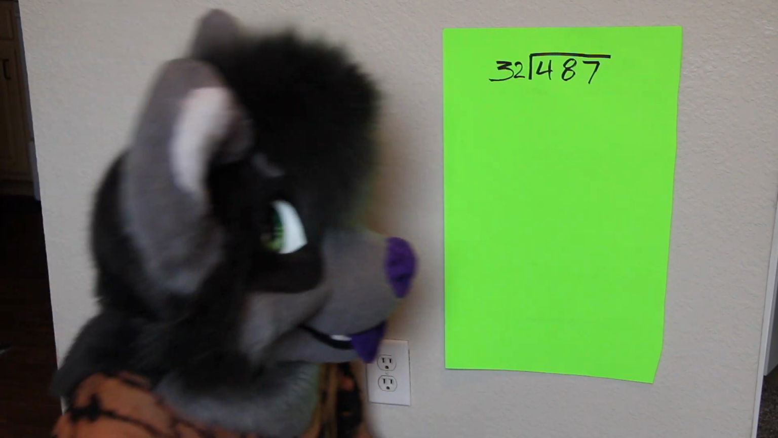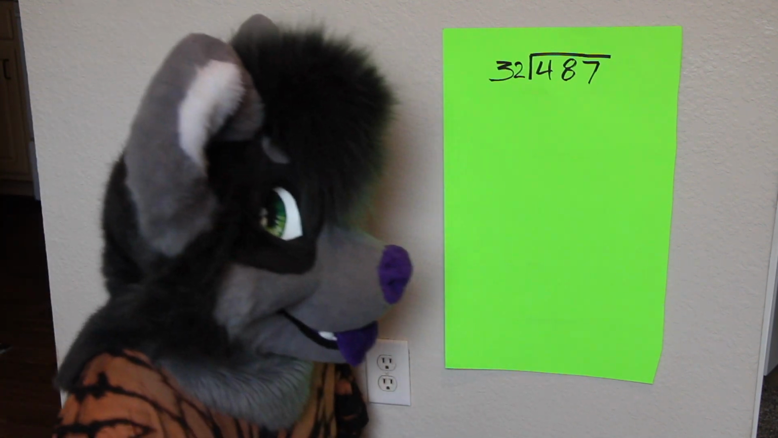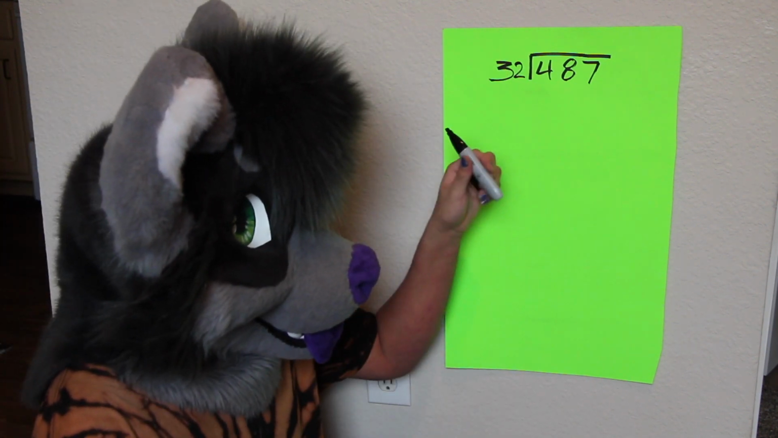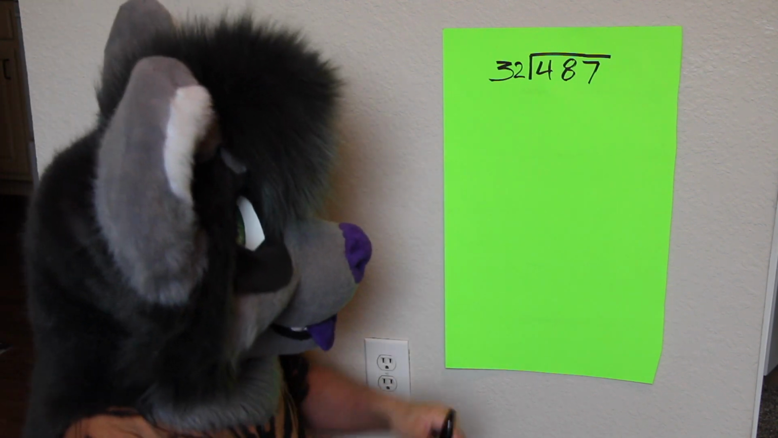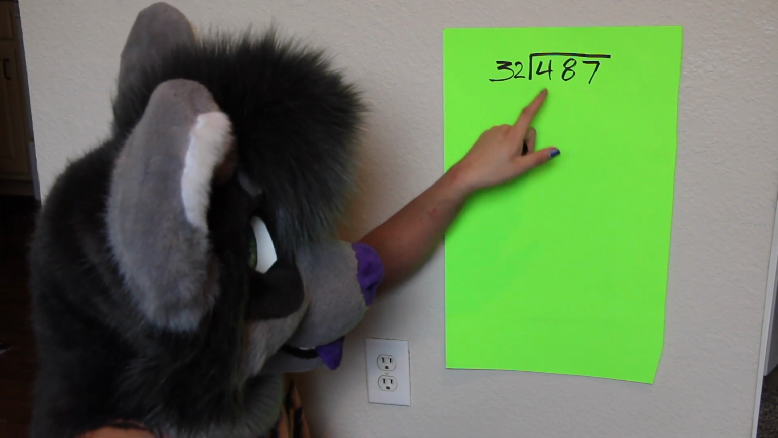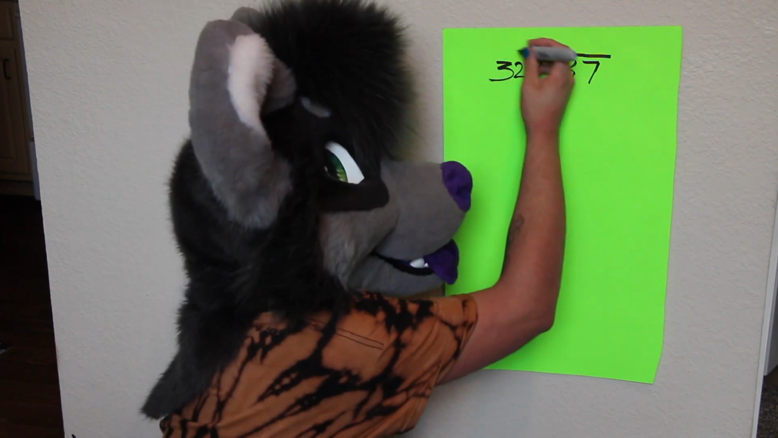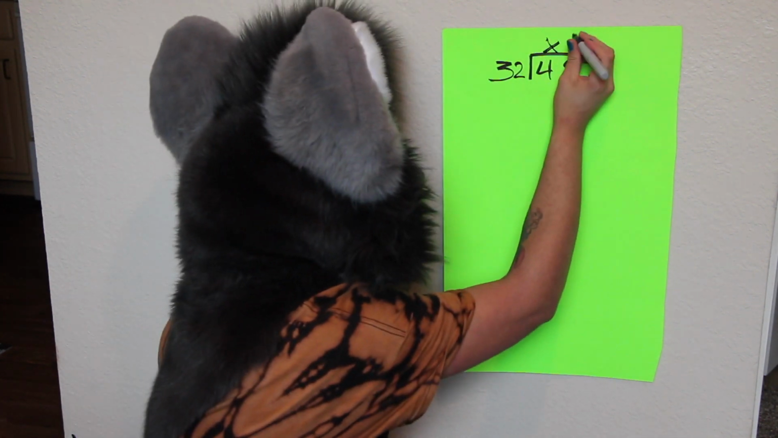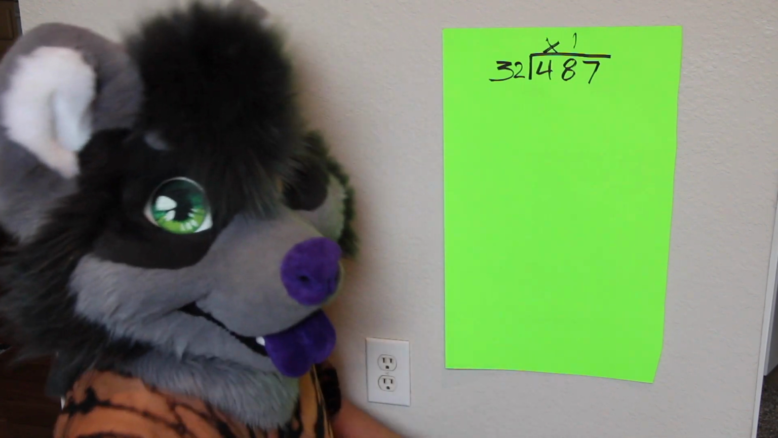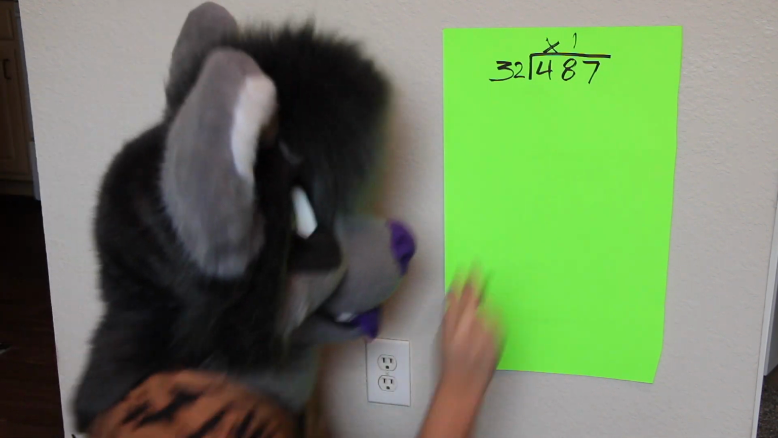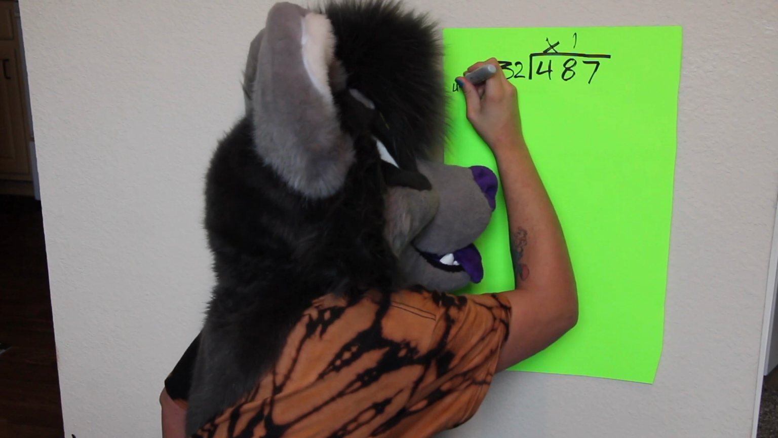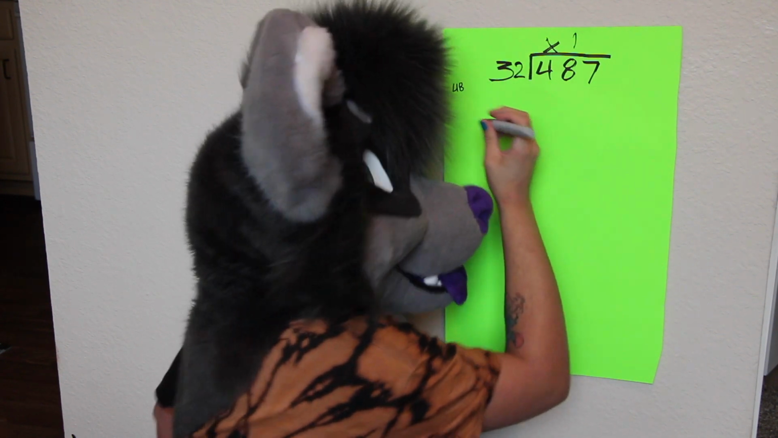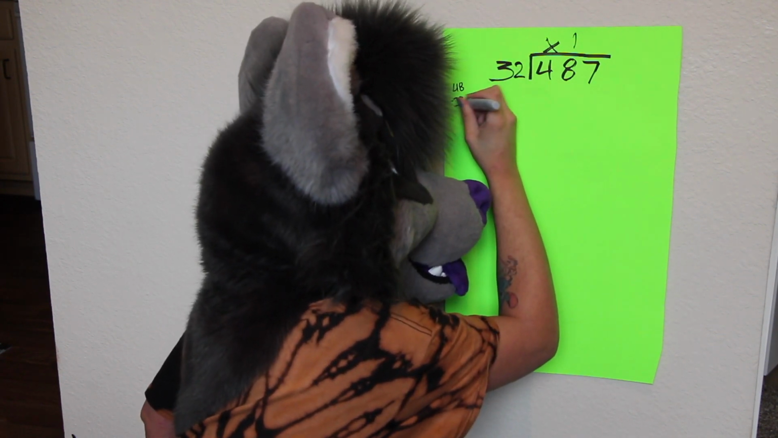But first, we got 32 divided by 487. So, I know we can't go into that number. 32 can't go into 4, so that would be an x. And then 32 can go into 48 one time. And then, I'm not going to use a calculator, by the way, of course. So then I need to do 48 minus 32.